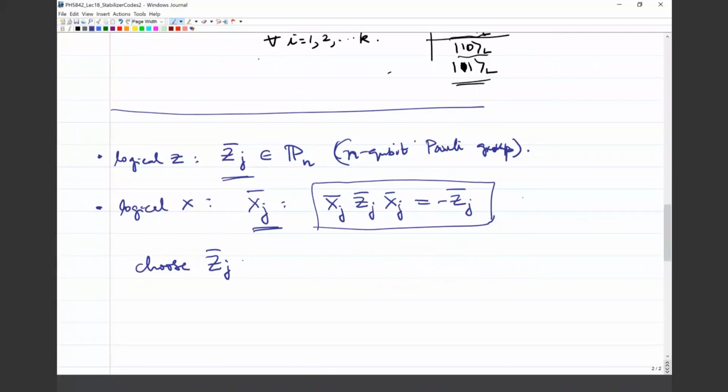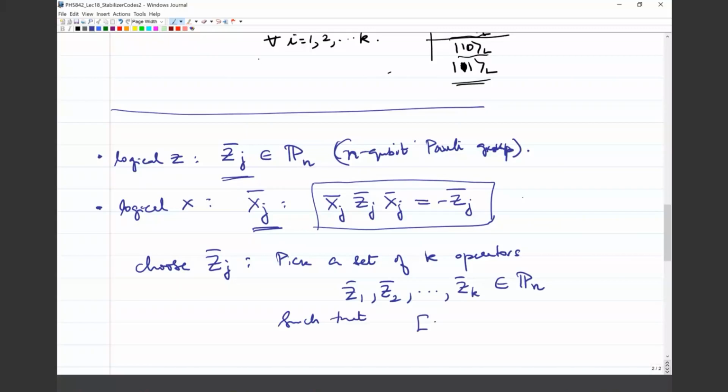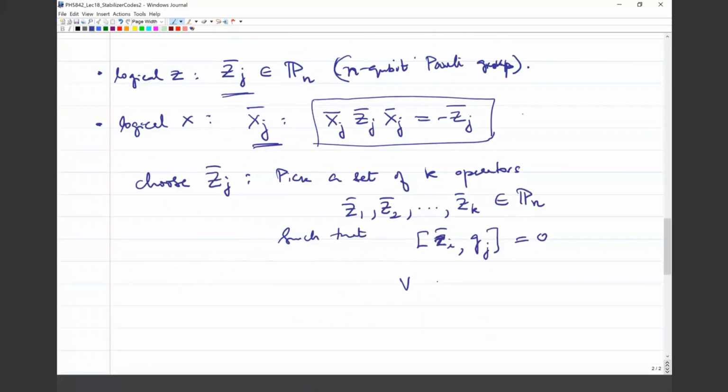So choosing Zj is to basically pick a set of K operators, Z1 bar, Z2 bar, etc., Zk bar belonging to Pn such that the Zi bar commutes with all generators. So this is for all i going from 1 to k and j going from 1 to r, or n minus k. So there are n minus k stabilizer generators and there are k of these logical Z operators. Okay. So this is how you pick the logical Z operators, and once you pick the logical Z, the X's pick themselves, and each of these logical Z operators is an n-qubit Pauli, which effectively acts as a Z operator for one of the logical qubits, right?